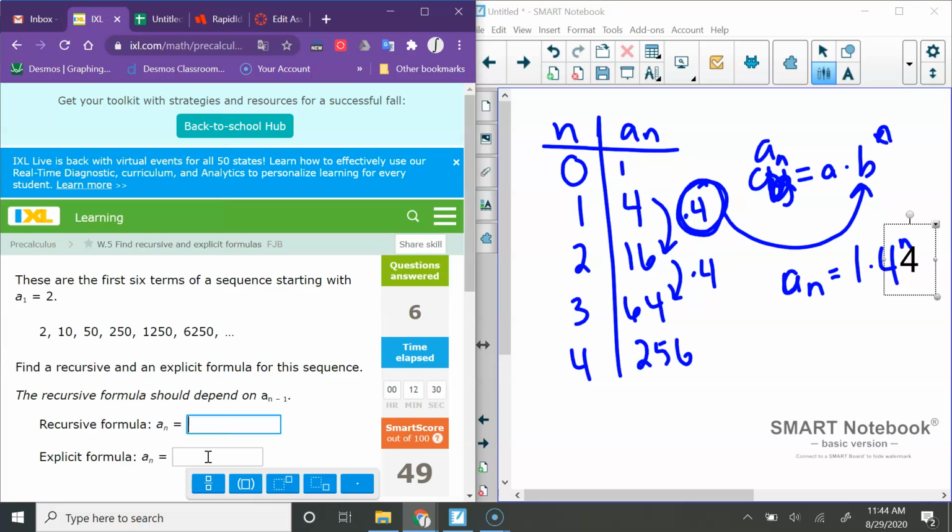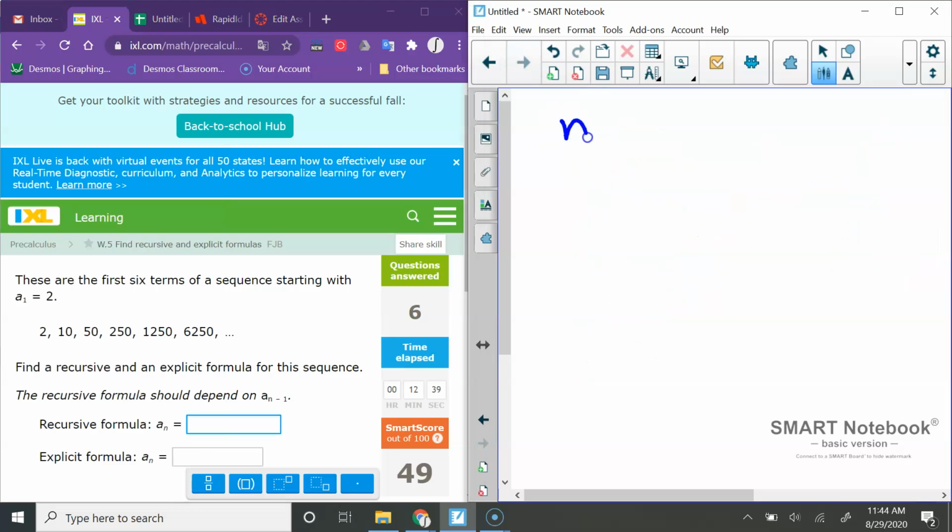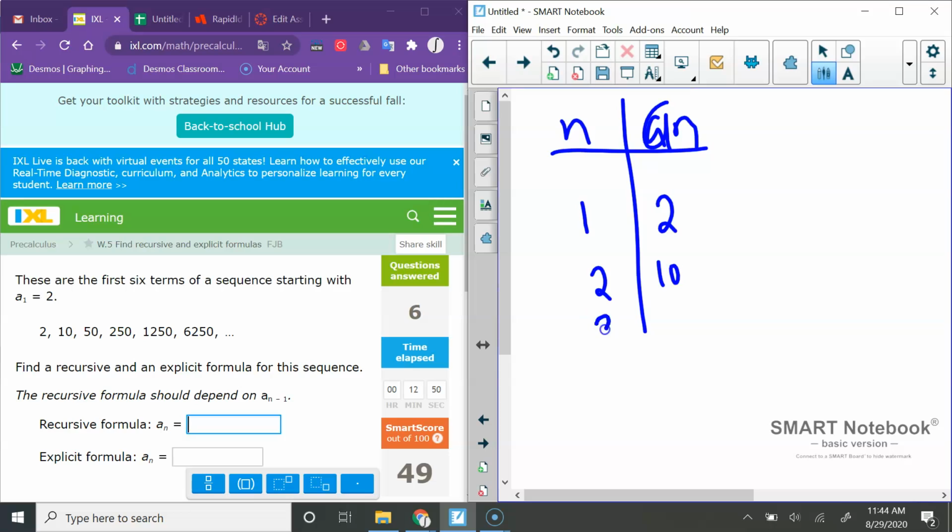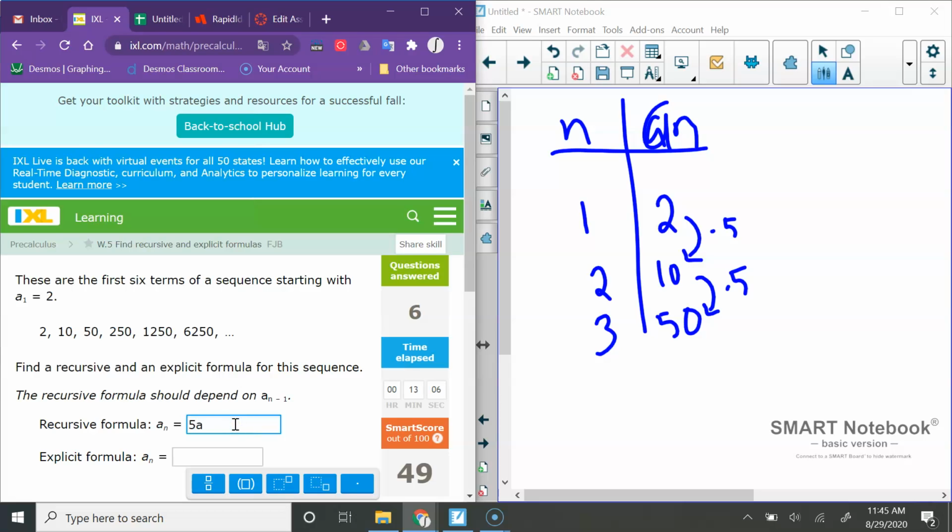Okay, here's another example where we're doing that same thing. We've got 2, 10, 50, 250. So let's look at this. We have n and a sub n. Alright, so our first term is 2, our second term is 10, our third term is 50, and so on. Each time we're multiplying by 5. And so our recursive formula is just going to be 5 times a sub n minus 1.